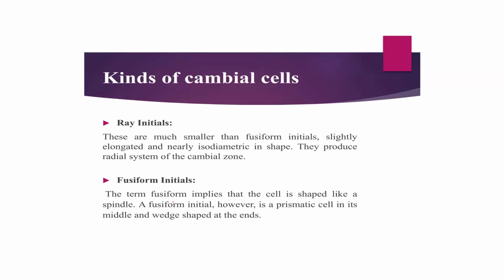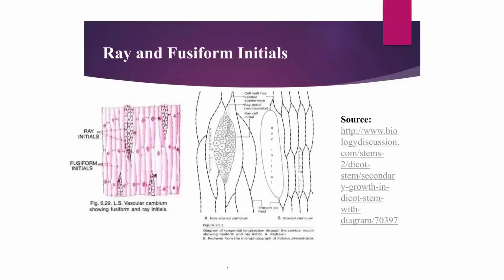Another initial is the fusiform initial, which is spindle shaped. A fusiform initial is a prismatic cell in its middle and wedge shaped at the ends. Here this one is the ray initials, and these are the fusiform initials. The ray initials mainly help in the radial growth, whereas the fusiform initials help in the horizontal growth.